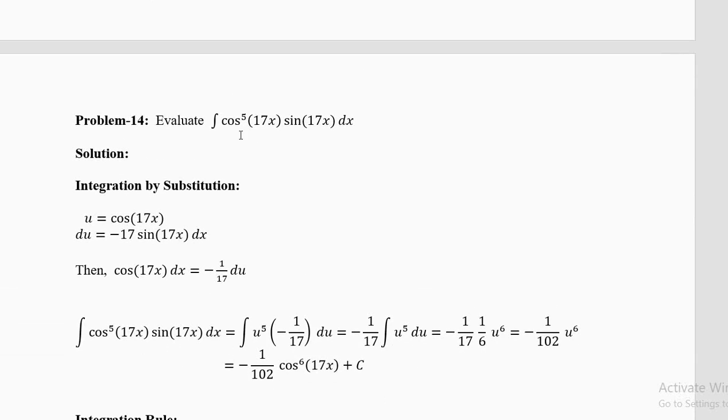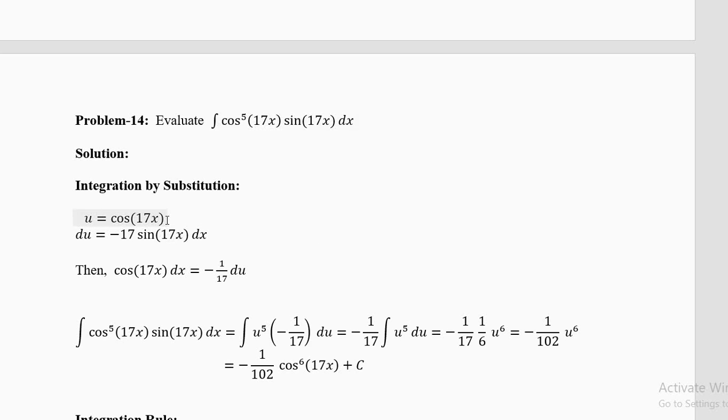Now evaluate cosine power 5 with the argument 17x, and sine 17x. Now the derivative of cosine is minus sine with the number. The derivative is sitting outside, so we have to make a substitution, u equal to cosine 17x. Now your answer will be cos power 5 plus 1, which is cos power 6. Now you have to fix the sign and the number. So let's make the substitution.